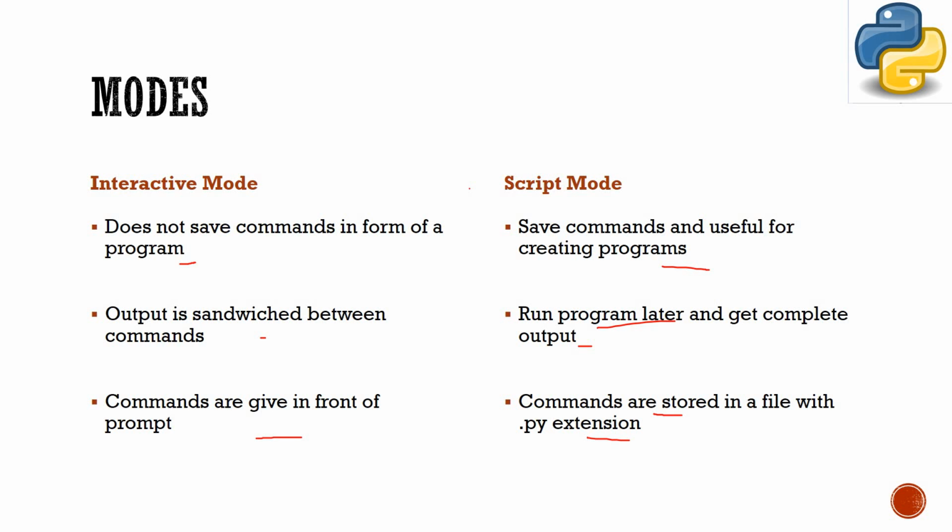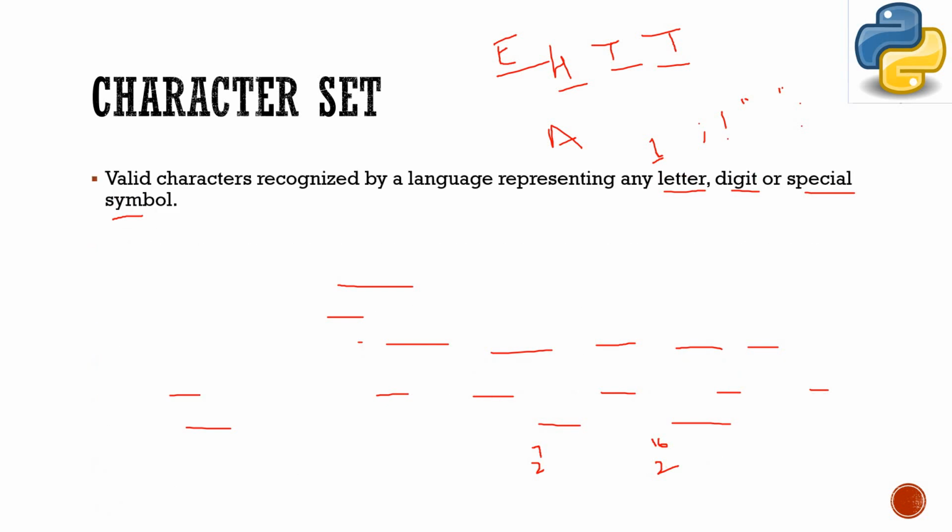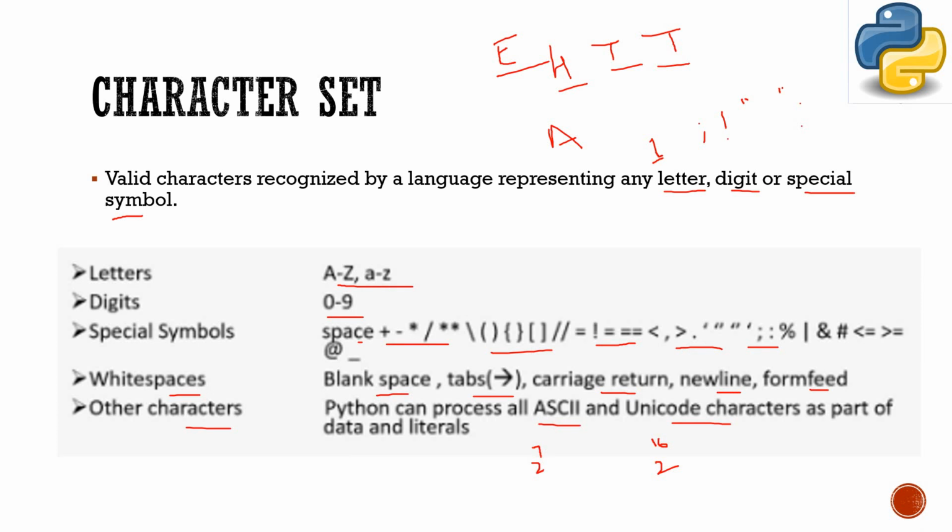After that, we differentiated between the interactive mode and the script mode. If we want to run the commands line by line, in the one by one interpreted mode, then the interactive mode is the best one. But if we want to write the complete program and then get a result, then we will use script mode. After that, we have the character set of the language, which is the valid characters recognized by a language, representing any letter, digit or special symbol. We have letters, digits, special symbols, white spaces and other characters.